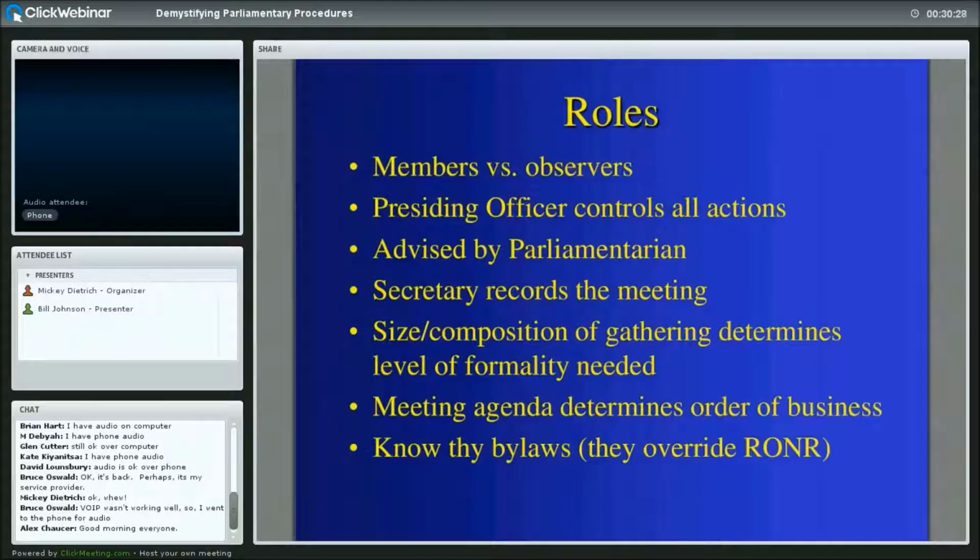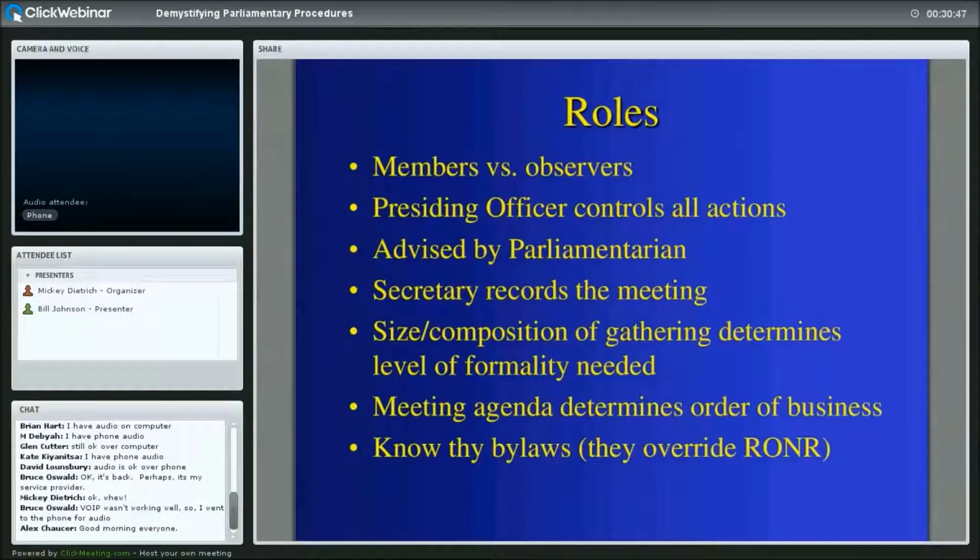And as I mentioned earlier, typically with a larger meeting, you're going to want to be more vigilant about following the rules more strictly. A smaller meeting can generally be a little less formal. No need for a lot of formality. We've got a board meeting with 8 or 9 people as opposed to a full assembly with 200 people in the room. Very different dynamics there.